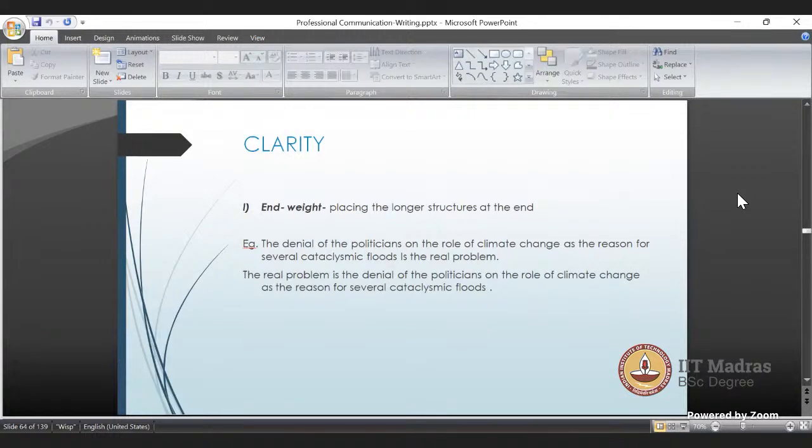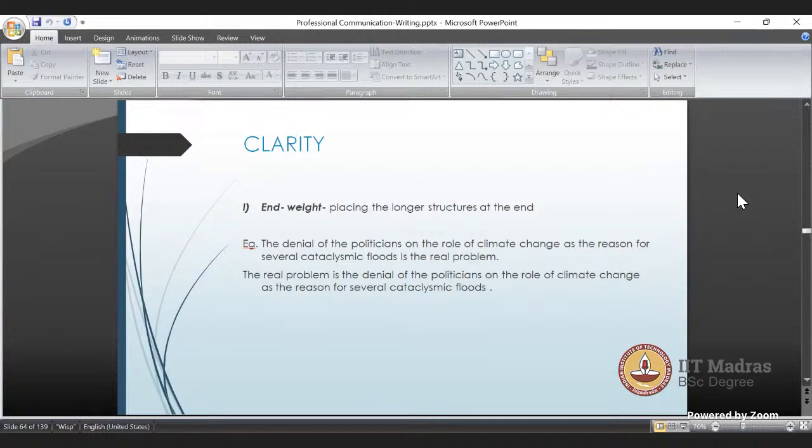Denial of politicians on the role of climate change as the reason for several cataclysmic floods is the real problem. This is the sentence you have. Now you rearranged it, you used the end weight principle and you wrote, the real problem is the denial of the politicians on the role of climate change as the reasons for several cataclysmic floods. Okay. Now you tell me, in the first sentence, the denial of the politicians on the role of climate change as the reason for several cataclysmic floods is the real problem.